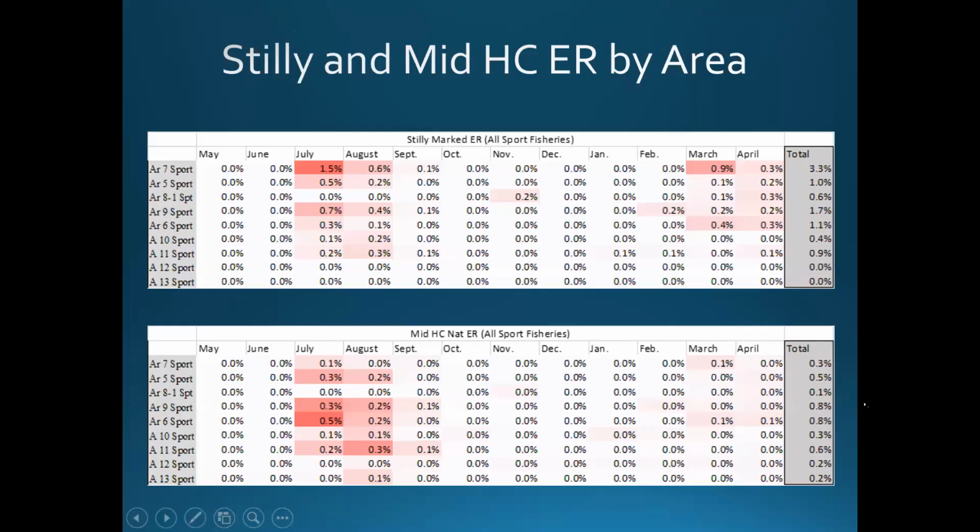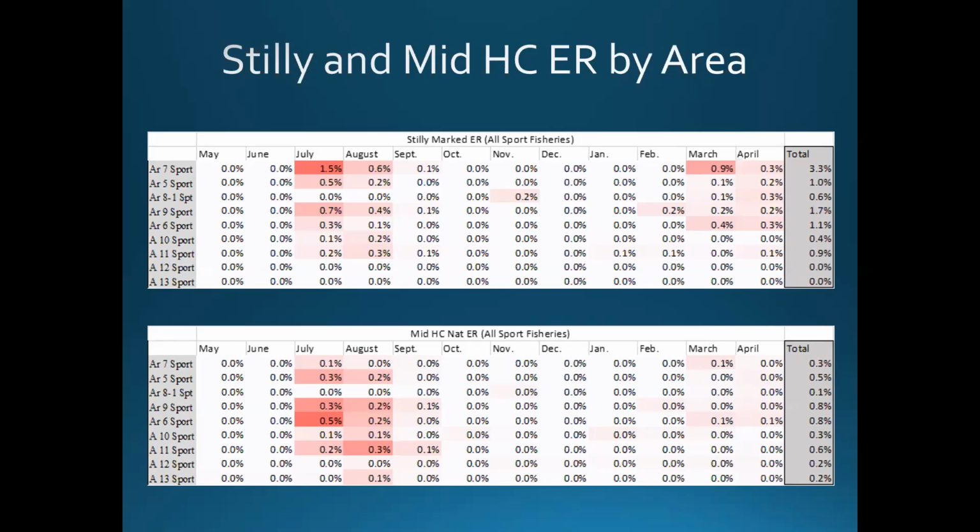So thank you, Mark. To look at two of the stocks that we mentioned might be our most constraining stocks, the Stillaguamish marked and the Mid-Hood Canal naturals, right here what we have in front of us is a breakdown in our marine sport fisheries of where those impacts are occurring in terms of exploitation rate by month and by area. When we're looking at a cell that's shaded in a darker red, that's an area that has more of that exploitation rate impact on the stocks of concern this year.